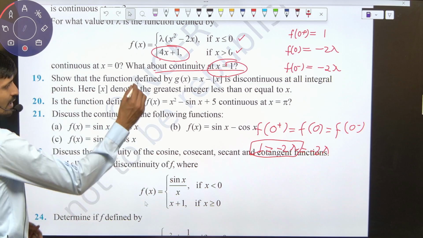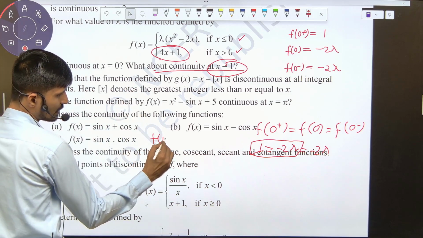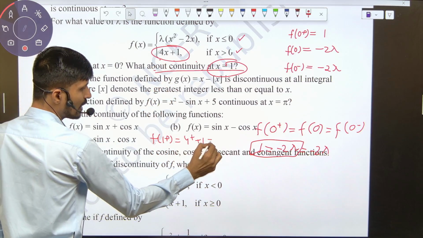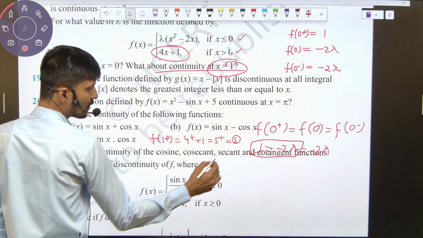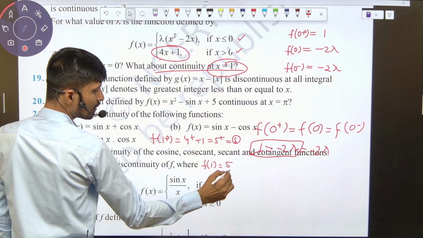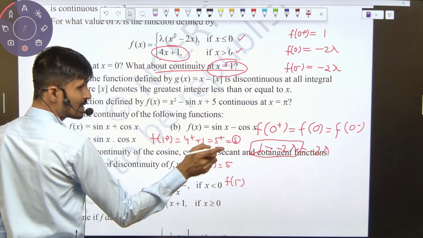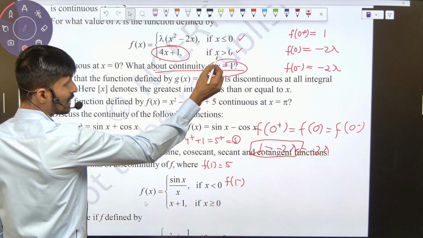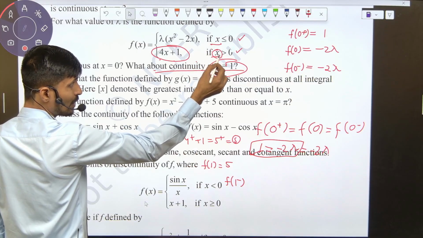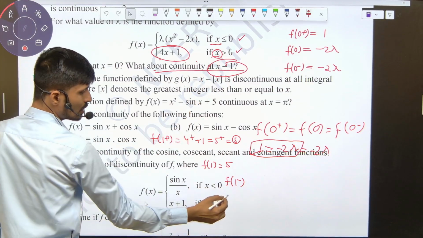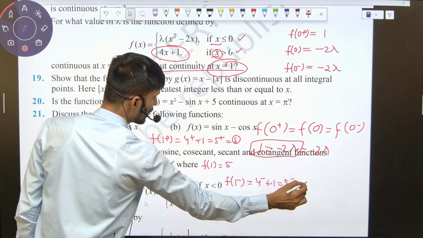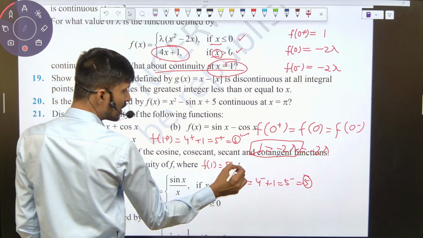So if I find f of 1 plus, what will it be? 4 into 1 plus 1, that will become 5 plus, and in the answer we write 5. What will be f of 1? 5. What will be f of 1 minus? 1 minus means 0.9999. Will 0.999 satisfy the first or second? Second, because 0.999 is greater than 0. So this becomes 4 into 1 minus plus 1, that is 5 minus, and in the answer we write 5. So this is 5, this is 5, this is 5.